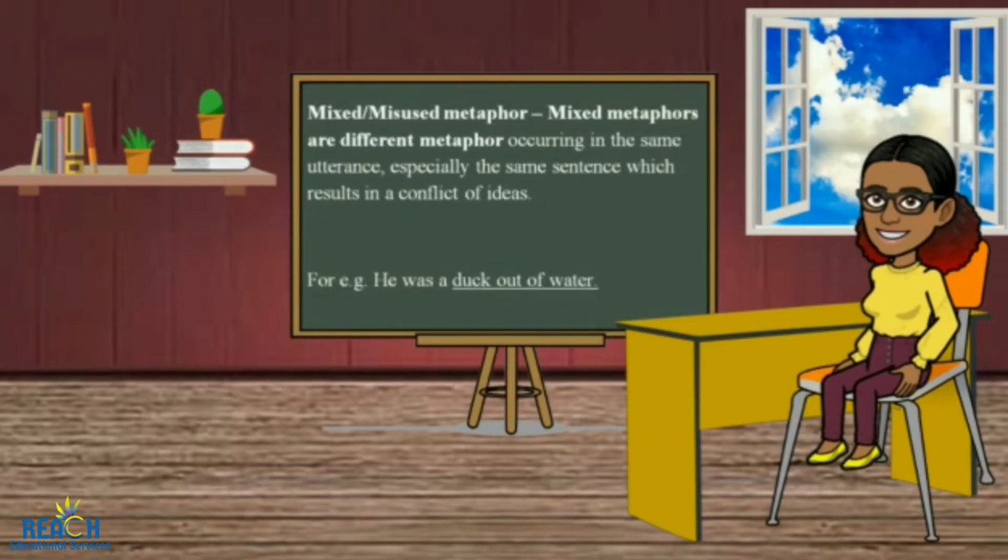Number 2, mixed or misused metaphor. Mixed metaphors are different metaphors occurring in the same sentence. It often results in a conflict of ideas, or it simply doesn't make sense. For example, he was a duck out of water. Now, this metaphor is a combination of rolls off a duck's back and fish out of water.